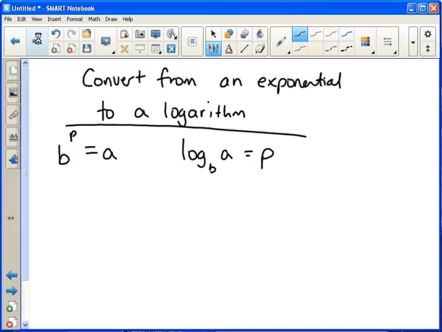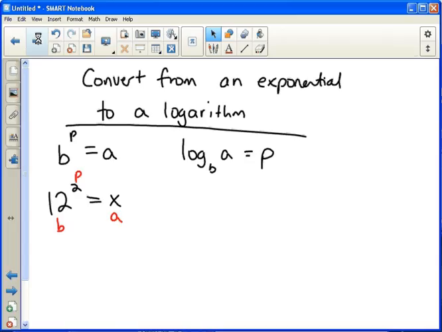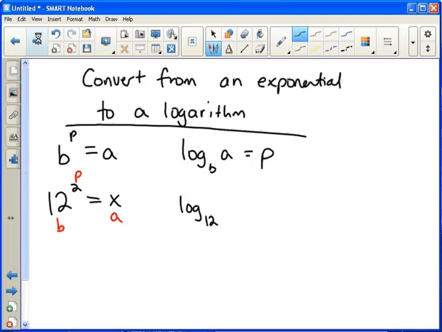For example, let's say we have 12 squared equals x. 12 is my base, there's my power, there's my answer. So when I write it, I do log base 12 of x equals 2. And notice how I'm reading this right here. This is log base 12 of x equals 2. So log base whatever of whatever's in there. So that's how we do it. Just change it to BAP, base, answer, power.